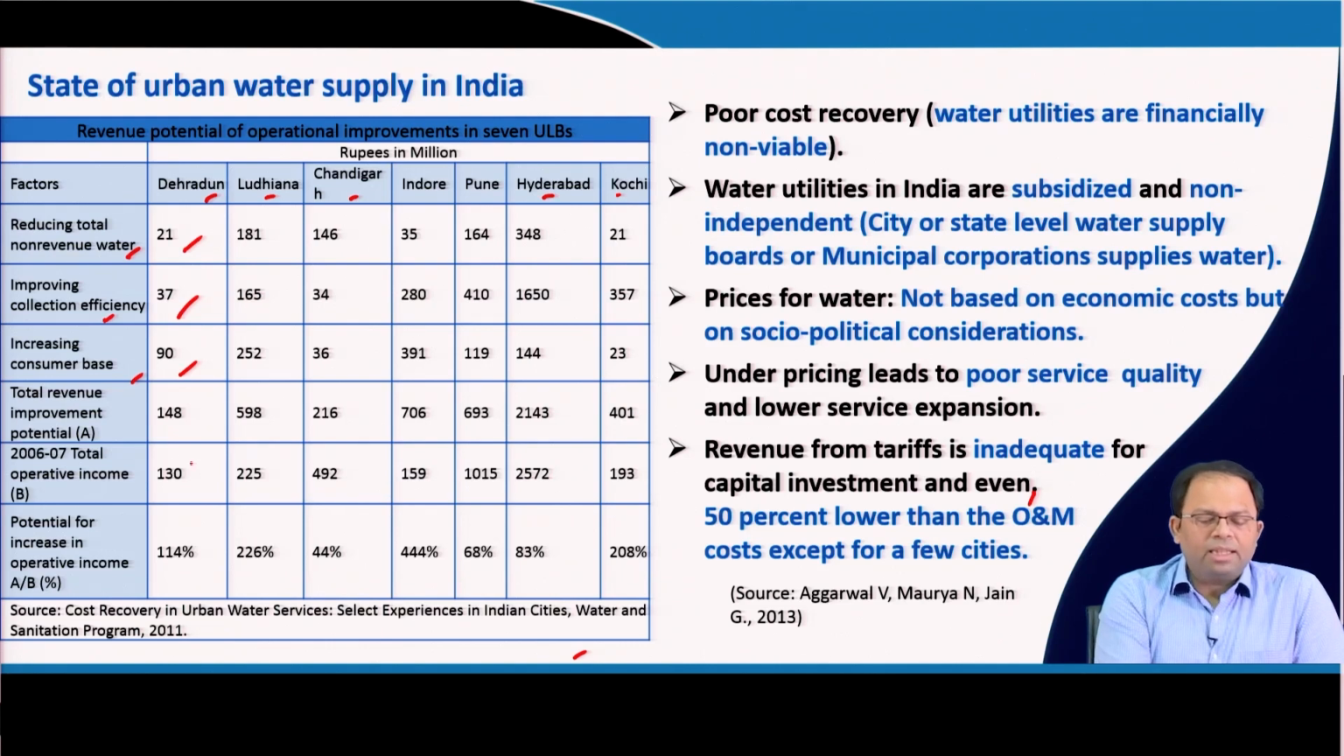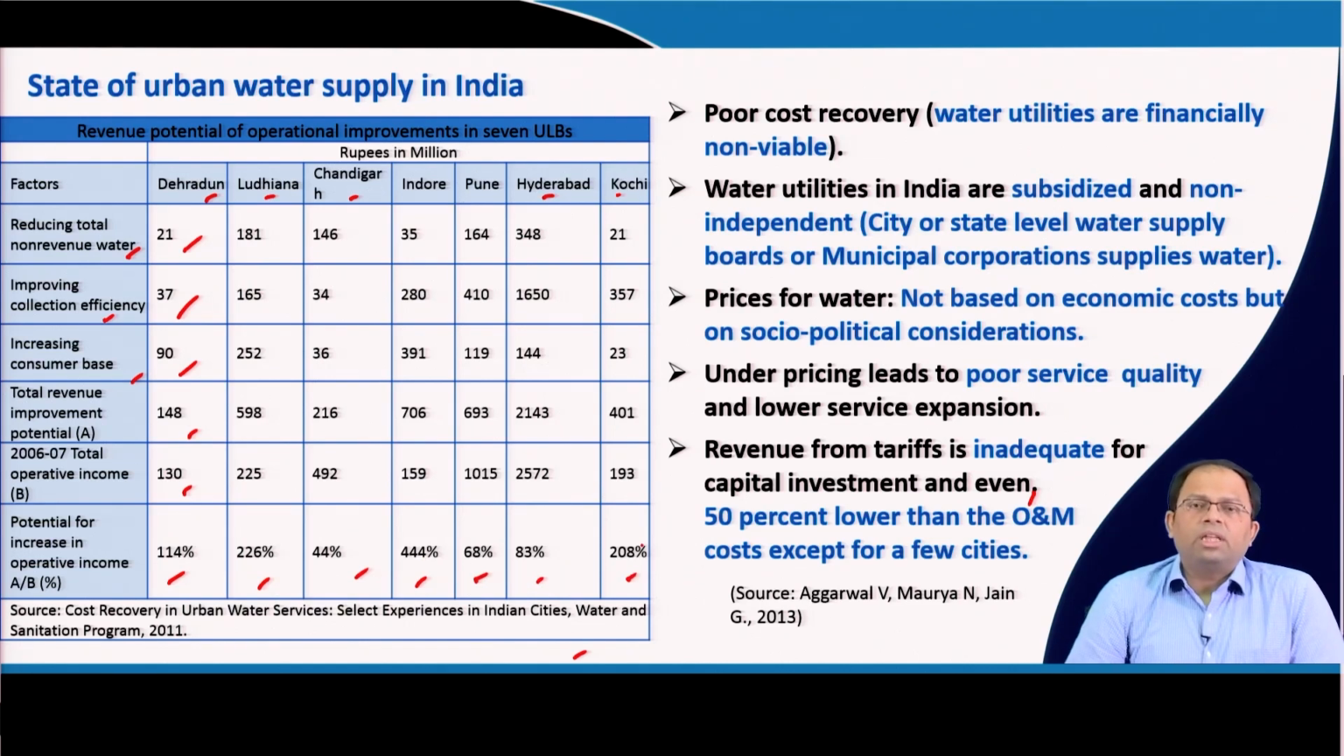So overall, if you add all this up, it comes to around 148 million rupees, whereas the current revenue is around 130 million rupees. So this is actually around 114% increase in the potential to increase income for this particular water supply agency. So similarly, for Ludhiana, it has been estimated at 226%. That is twice. That increase is around 2.2 times more. Then 44% for Chandigarh, 444% for Indore, for Pune 68%, for Hyderabad 83%, and Kochi 208%.